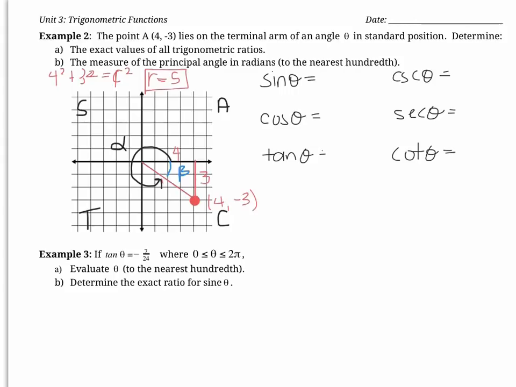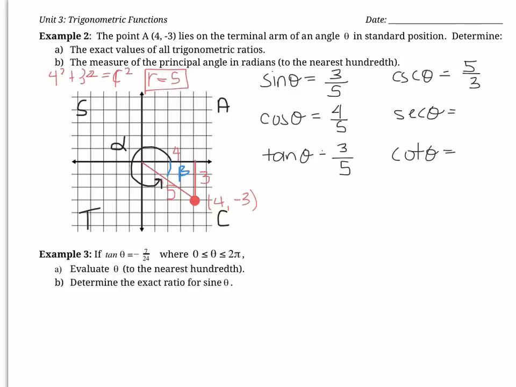So our radius is 5, and now we can finish off all these ratios. Sine is going to be opposite over hypotenuse, so our opposite is 3 over hypotenuse, which is 5. Cos is going to be adjacent over hypotenuse, so we're going to have 4 over 5. And tan is opposite over adjacent, so we have 3 over 4. And then cotan, secant, and cosecant are just going to be reciprocals of their partner.